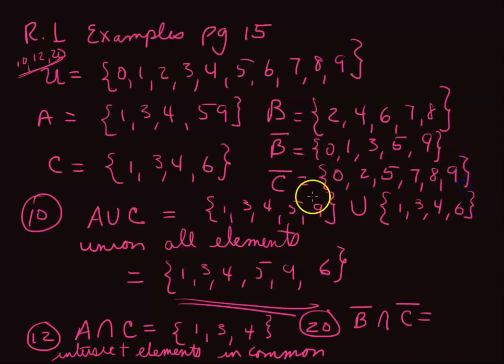So, now we look at the intersection, those in common. See if I can squeeze these in. So, those in common for the complement of B and the complement of C are 0, 5, and 9.